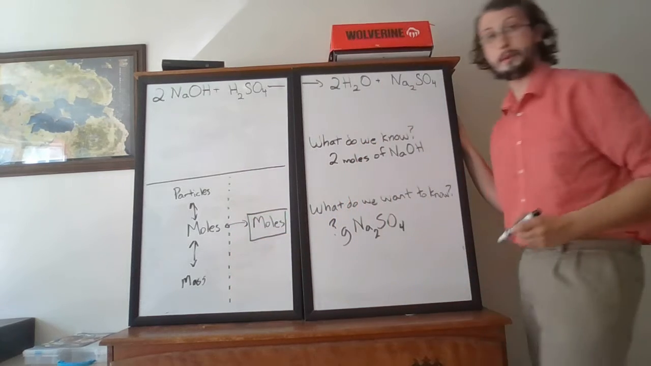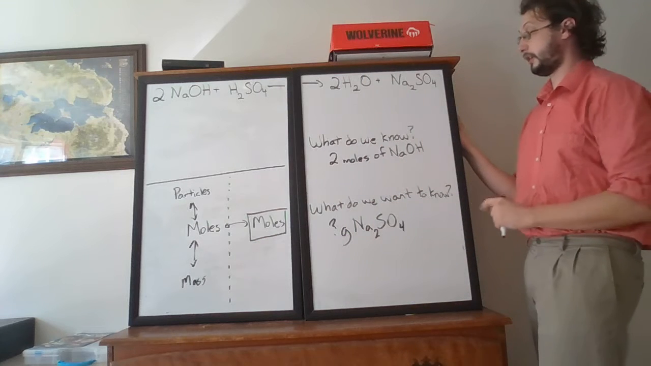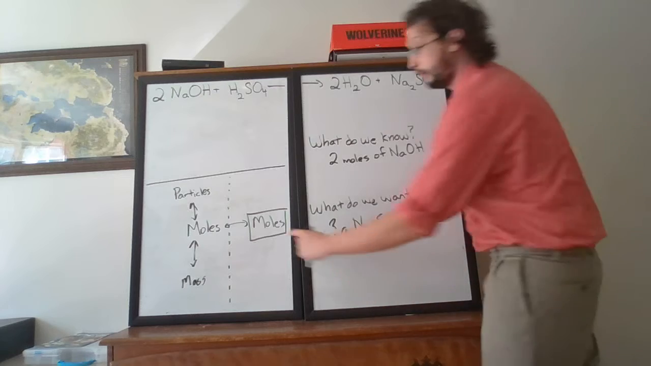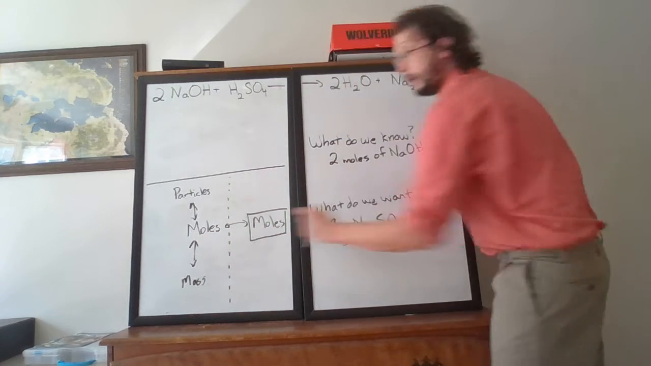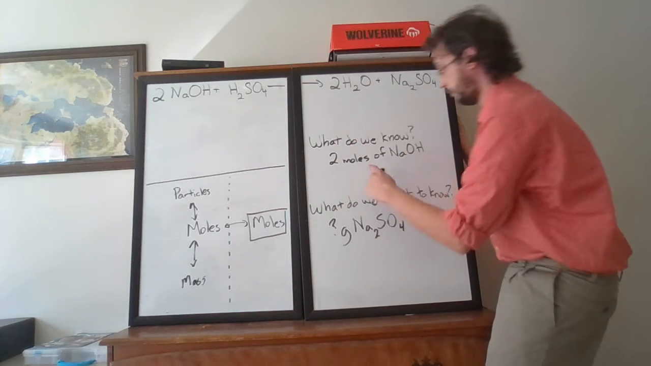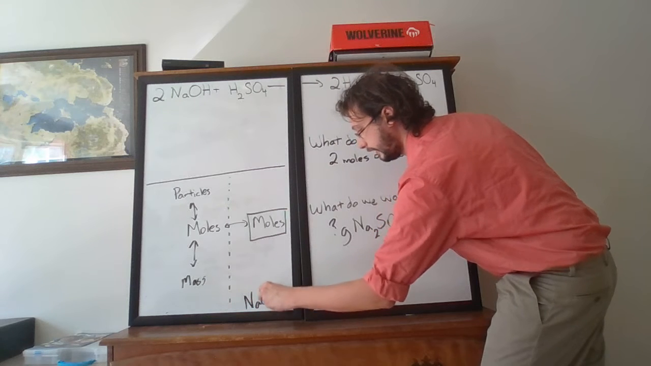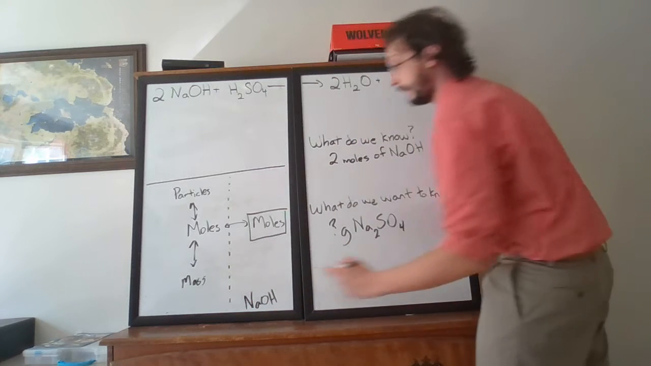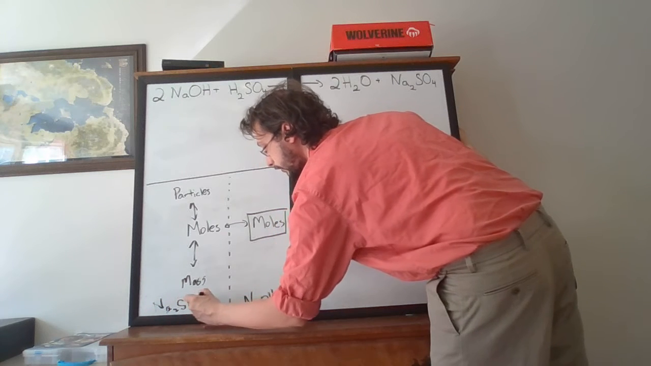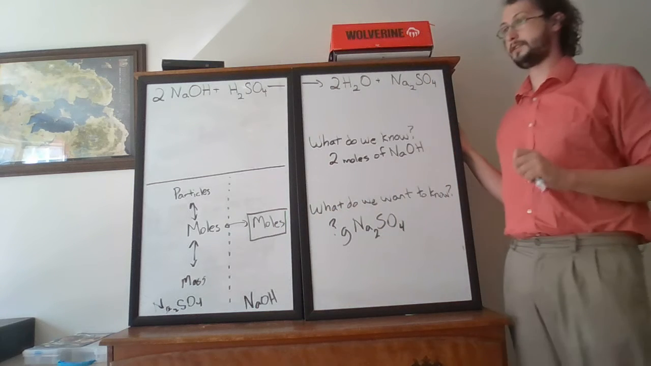Remember, we can separate sides to go between 2 different substances like we are here. We're going from sodium hydroxide to sodium sulfate. We need to convert moles from one set of moles to another set of moles. That's how you convert between substances. So I'm going to assign this side what we're starting with. What do we know? Sodium hydroxide. And I'm going to assign this side what we're trying to find, Na2SO4. So we are starting with 2 moles of sodium hydroxide.